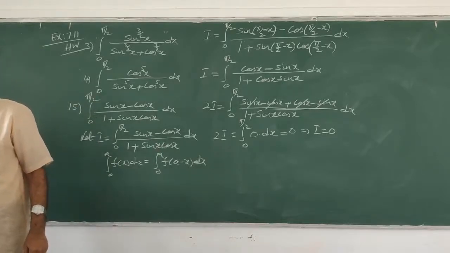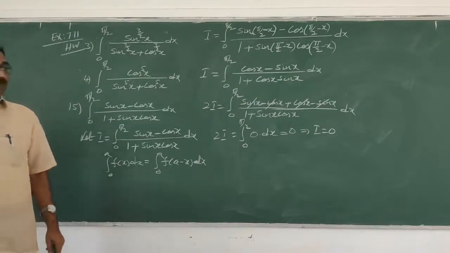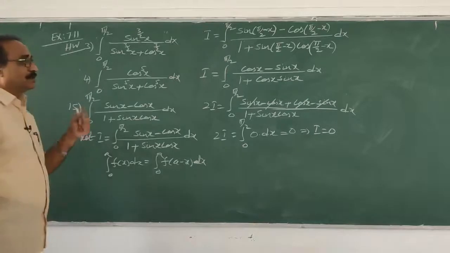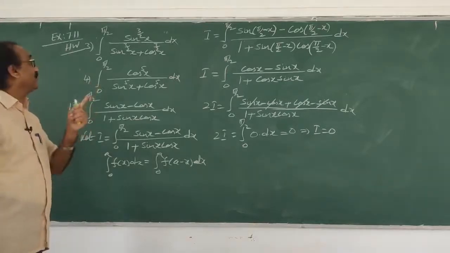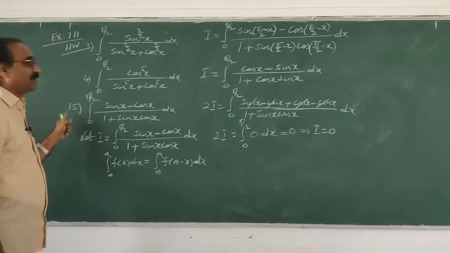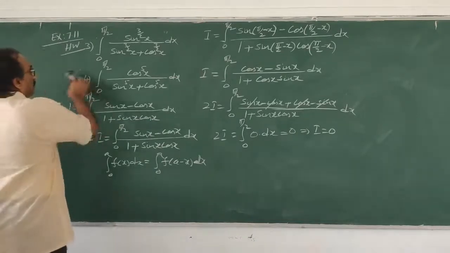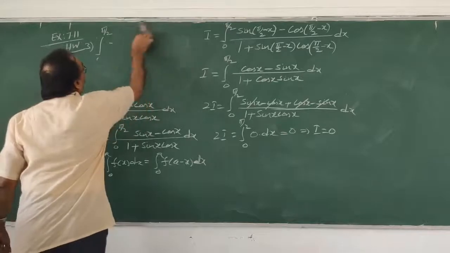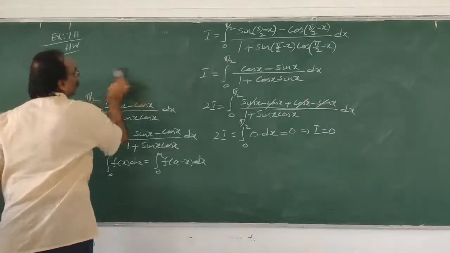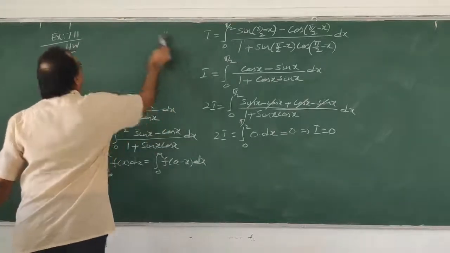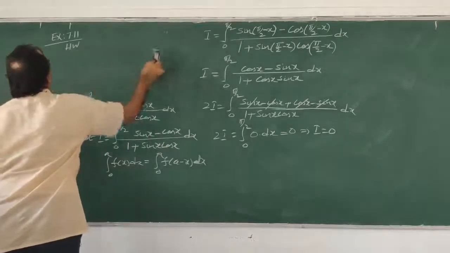Problem number 17. We'll do this. Okay. Problem number 17 also. So 1, 2 I did. 3, 4 homework I gave. 15 I did. And 4, 5, 6 problems are there based on this. Okay. 15 is over. Let us move to problem number 17 now. And whichever same problem method is there, I am doing first now.